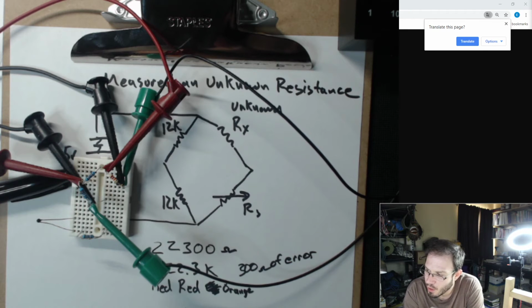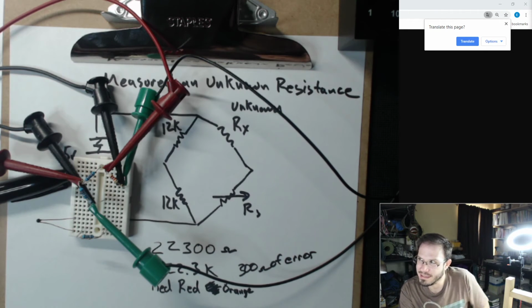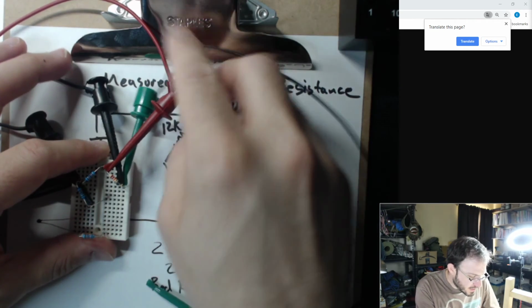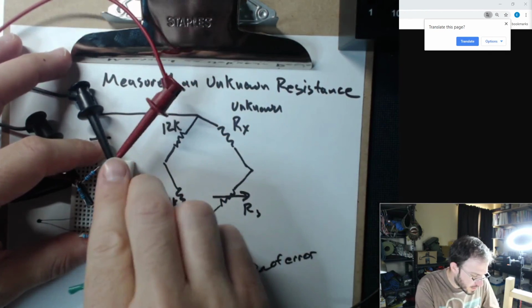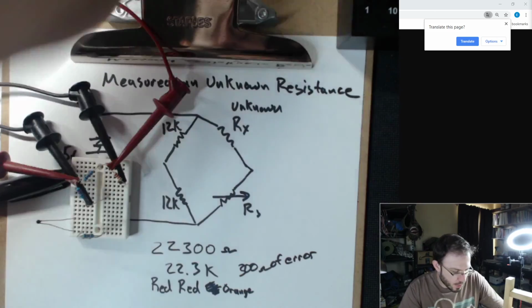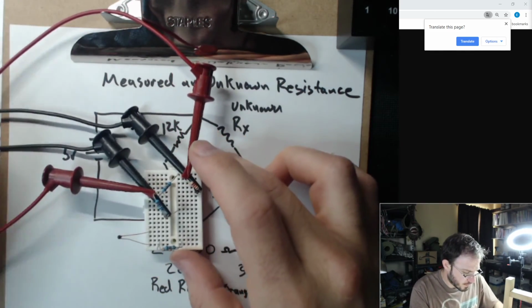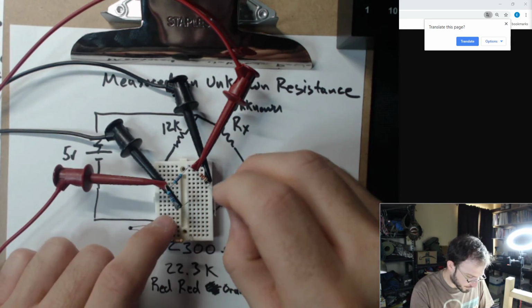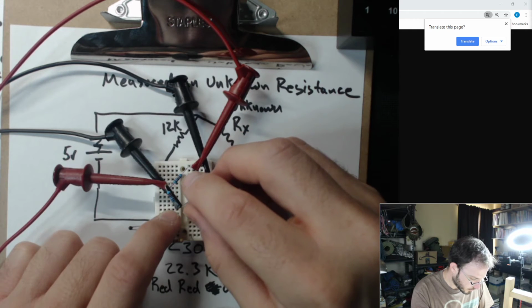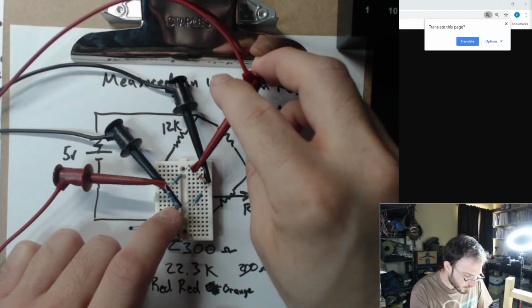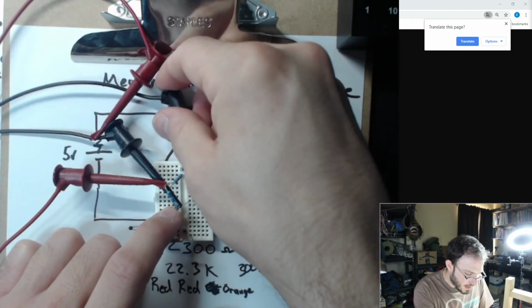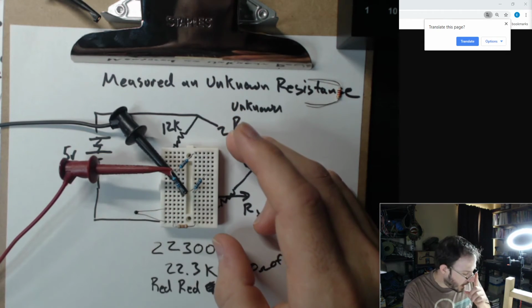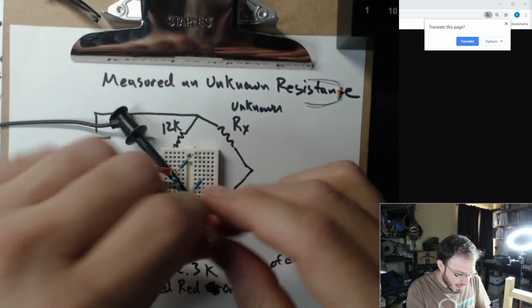Okay, so we are definitely running out of time here. So let's go ahead and let's, in place of our resistance substitution box, I'm going to put a known value resistor. And in place of my unknown resistance, I'm going to place my sensor.